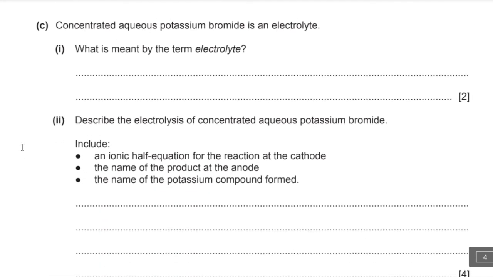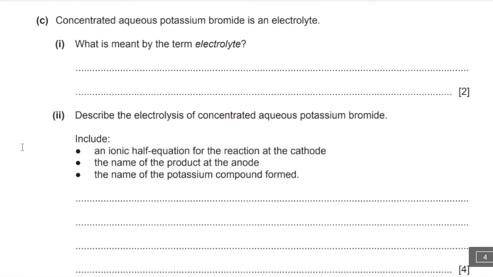C. Concentrated aqueous potassium bromide is an electrolyte. 1. What is meant by the term electrolyte? So it's basically the substance for which the electrolysis process is run. So you write the definition of the term electrolyte, the proper definition.